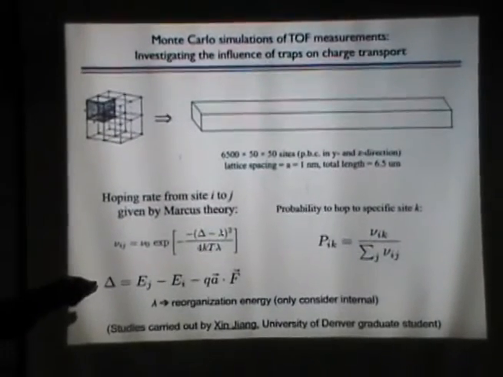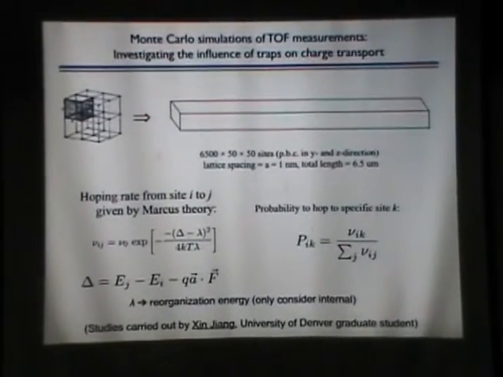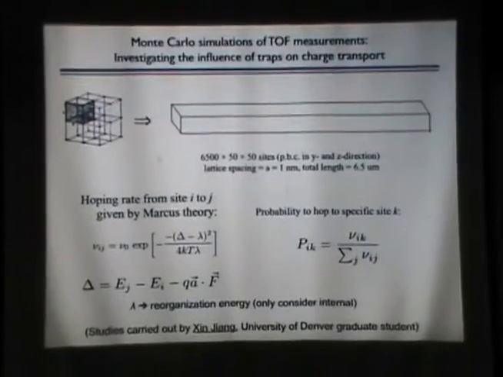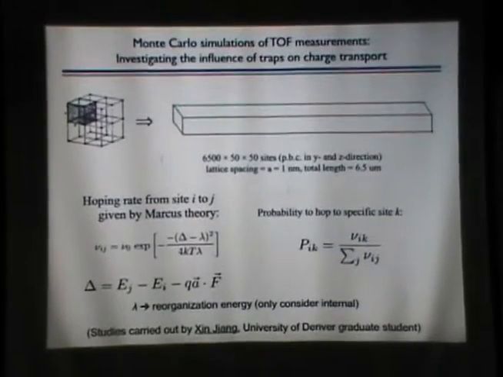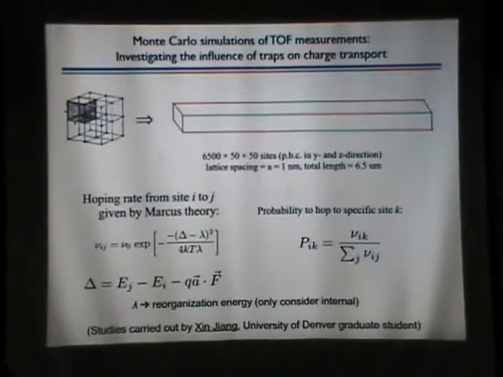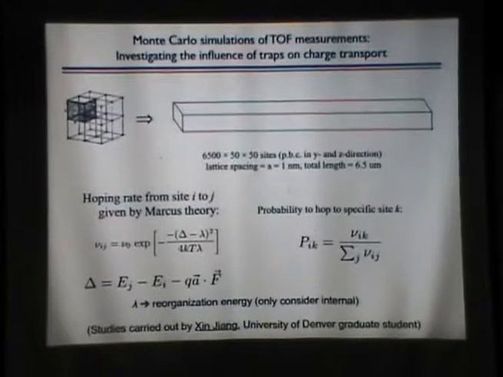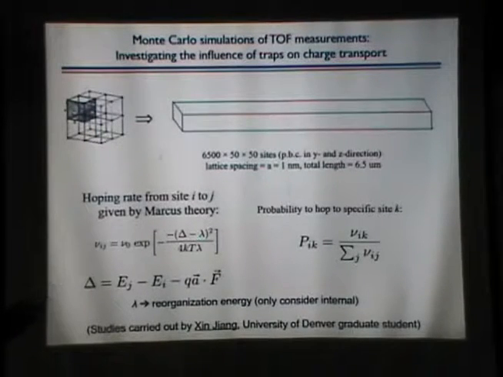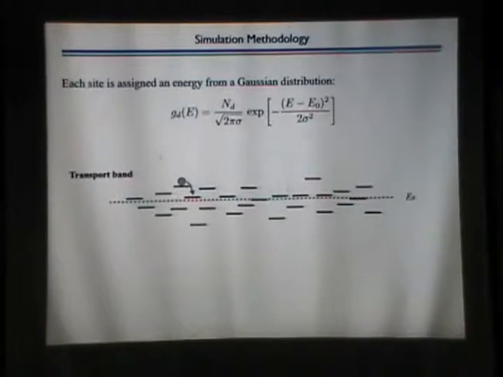Most importantly is this lambda. So Marcus theory is driven by the reorganization energy. That is, when you put a charge on a molecule, all the bond lengths will change a little bit, the electronic cloud will change, and the difference in energy between the neutral and the charged state has something to do with this reorganization energy lambda. So that's the driving factor here. So we get to control all that in the molecule and in the lattice.